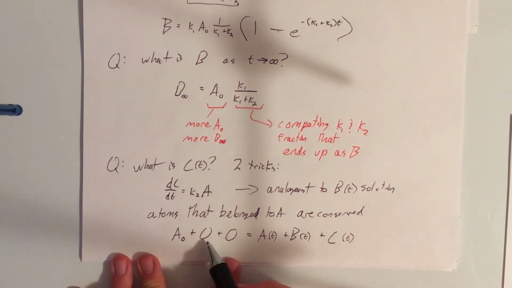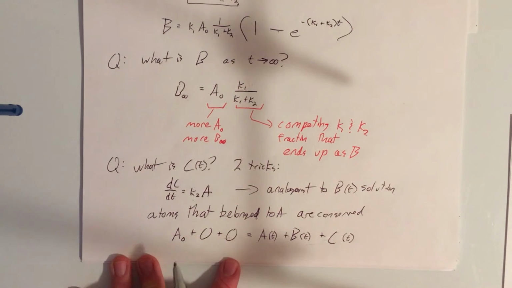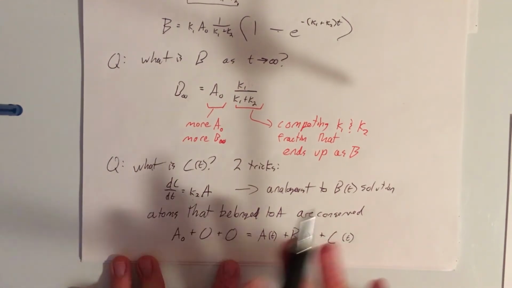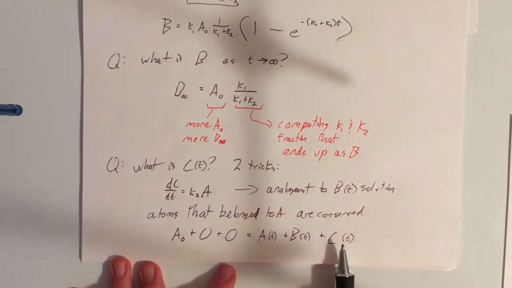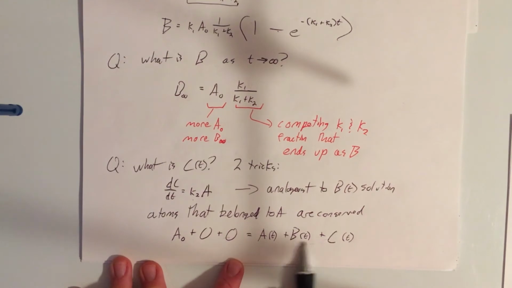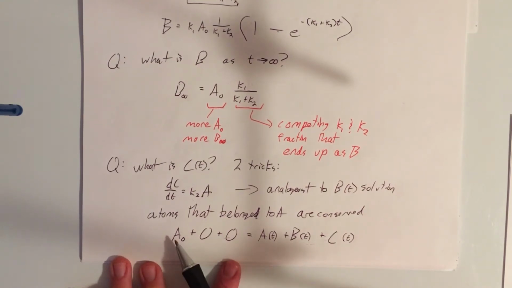We'd of course need to worry about stoichiometric coefficients if we had them in our original reaction, but we had all ones in our previous reactions. So for now, we won't need to worry about that. So what do we have here? How does this help us with C of T? Well, we already have solutions for A of T and B of T, and of course we know what A naught is.